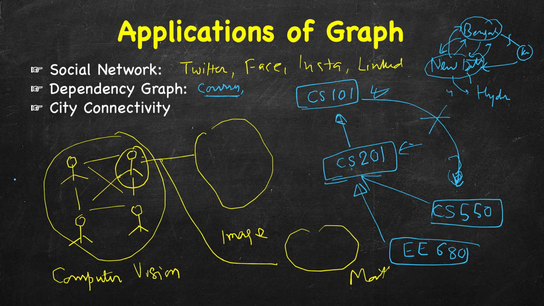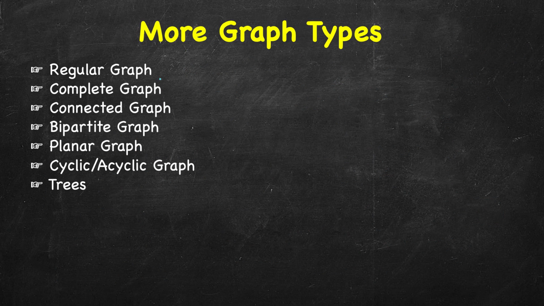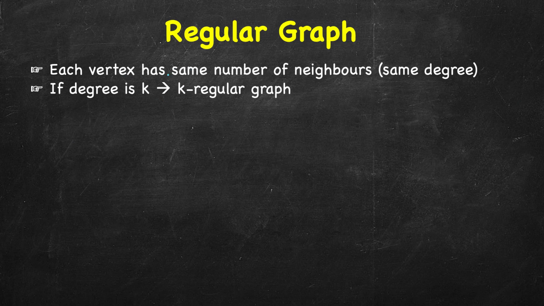Now let's see some of the more types of graphs. We had seen directed, undirected, and we had also seen weighted, unweighted. But apart from those categorizations, there are many more types of graphs. So let's have a look at them. We will in particular look at these graphs. There are many more, but we will not go into the details of each and every graph. We will mainly look at these 7 graphs. First is the regular graph. So what is a regular graph? Here each vertex has the same number of neighbors. That is, each node has the same degree.